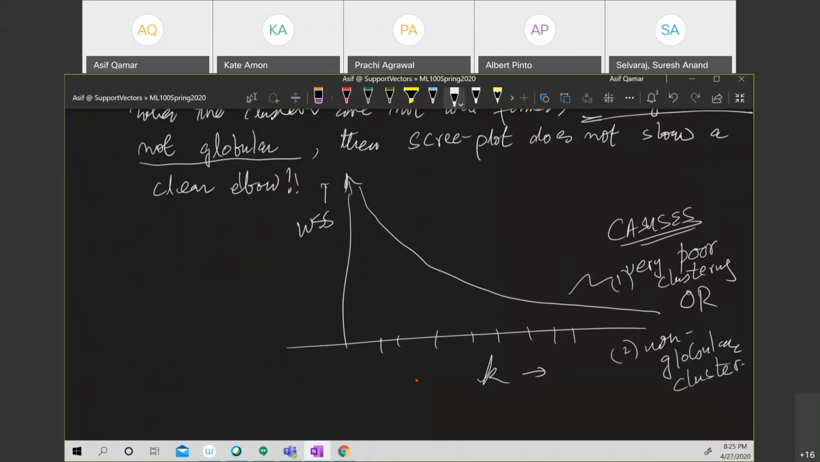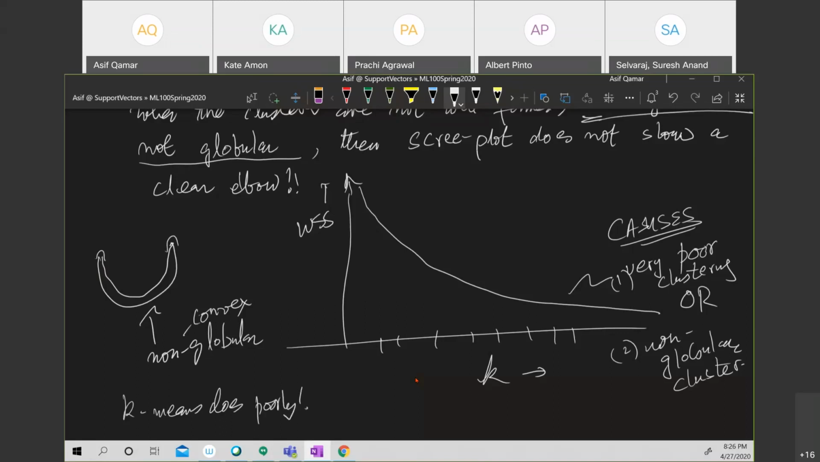Think of it as roundish, right? Nice round convex surface is globular, right? Like a globule. So when it is not, for example, if your cluster looks like this, right? Non-globular or non-convex. In such a situation, what will happen is that k-means fails. K-means does poorly.